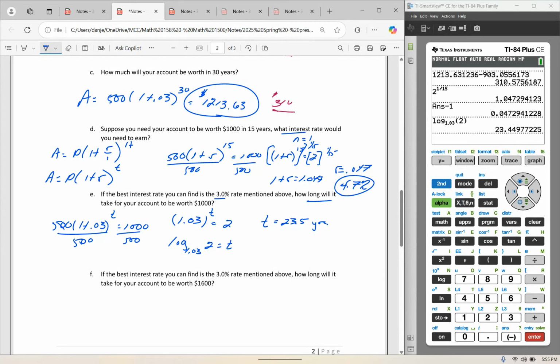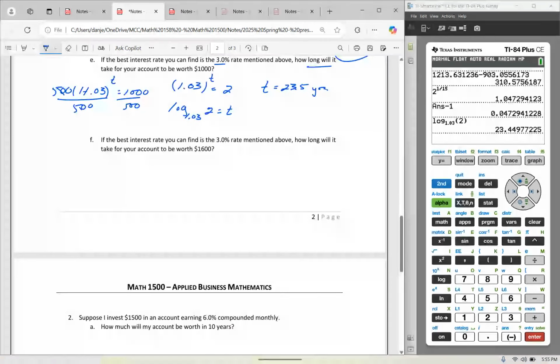I know you don't love the logarithms. I do have a solution coming up for you in the next video, so please make sure that you do watch the next video. If the best interest rate that you can find is the 3% interest, how long will it take for your account to be worth $1,600? So again, I'm going to do the same thing as above. My $500 investment at 3% interest for T years, I want it to be worth $1,600. Divide both sides by the 500, 1.03 to the T equals 1,600 over 500.